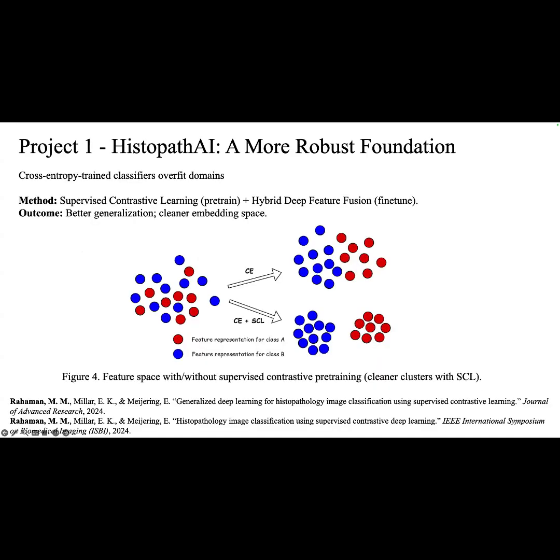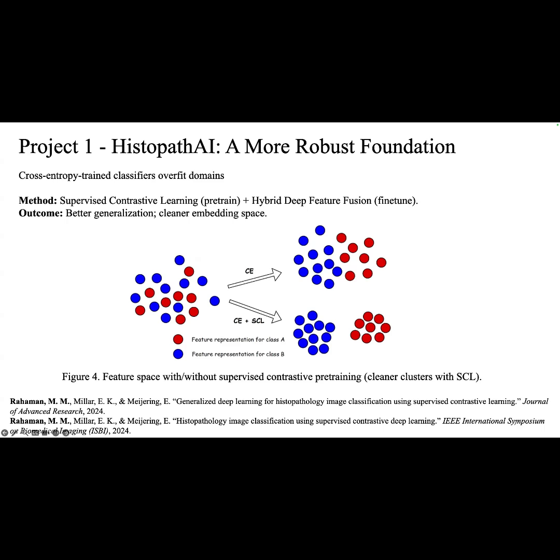Project 1 is HistopathAI, which establishes a robust foundation for histopathology image classification. The problem we are addressing is that traditional cross-entropy trained classifiers tend to overfit to a specific domain. They work well on the data that they are trained on, but fail when tested on new datasets from different hospitals or scanners.